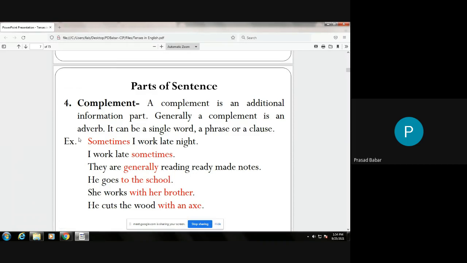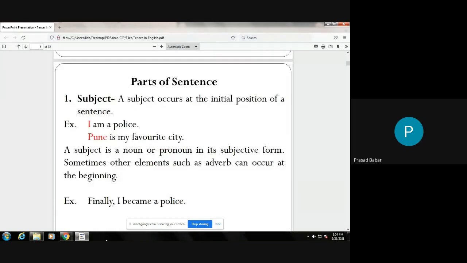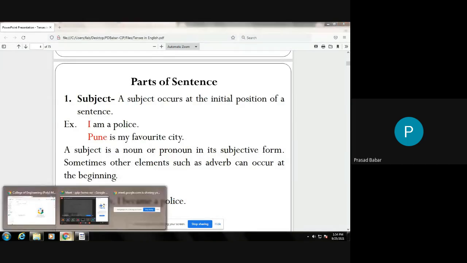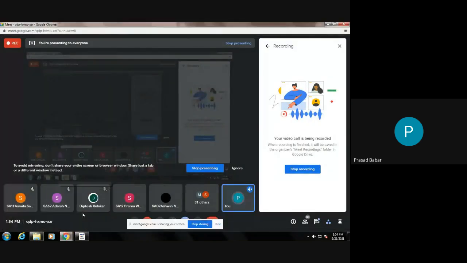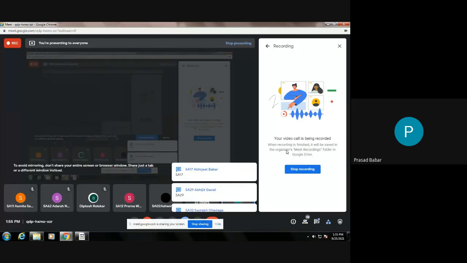So we are having only 6 minutes. Let's take the attendance first, and then you can leave this meeting. I will call your roll number, or you may comment your roll number in the chat box also. By the time, you can comment your roll number in the chat box.